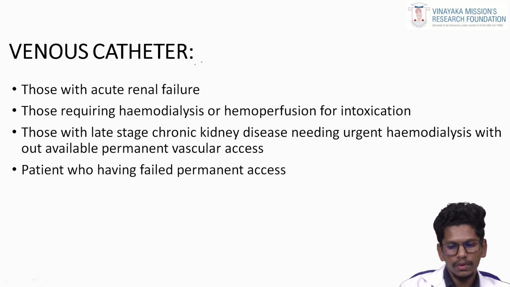Last we are going to see about venous catheters. For which patients do we use a venous catheter? Those with acute renal failure, those requiring hemodialysis or hemoperfusion for intoxication, and those with late-stage chronic disease needing urgent dialysis without an available permanent vascular access. For patients who have failed permanent access, we can use a venous catheter.